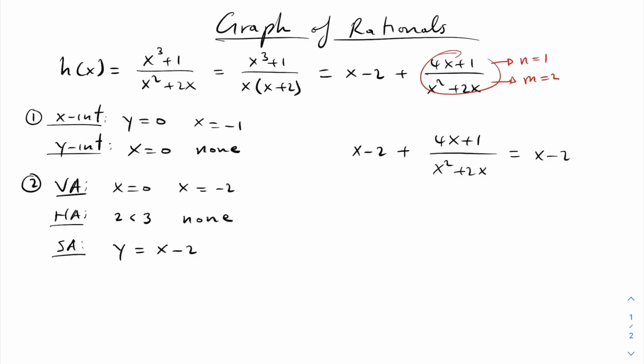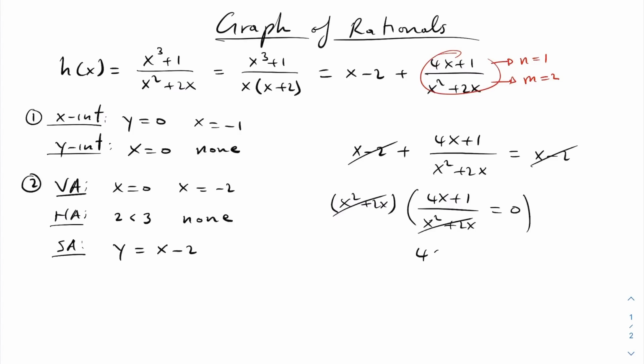The x minus 2 are going to cancel. Then you're going to get just the fractional part, (4x plus 1) divided by (x squared plus 2x) equals 0. Then multiplying both sides by x squared plus 2x would cancel out the denominator. And so what you're going to have is 4x plus 1 equals 0, which should give you x equals negative 1/4. So in this particular case, you should know that the graph is going to intercept the oblique asymptote at x equals negative 1/4.